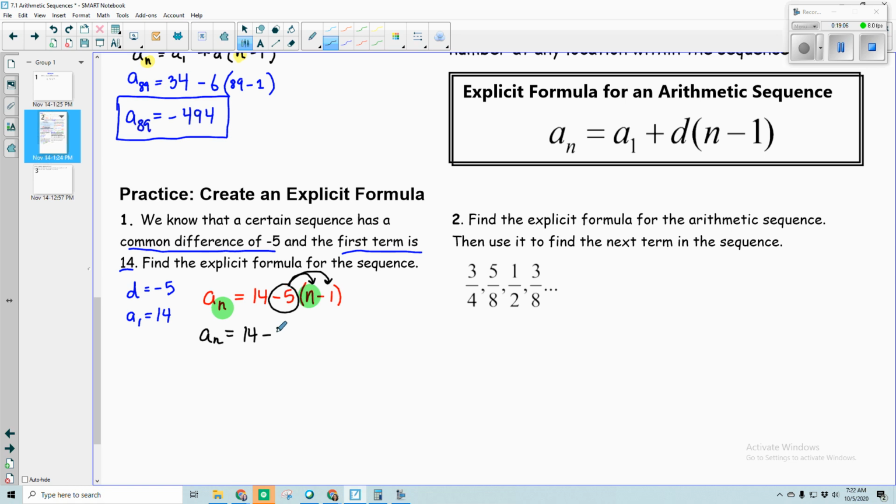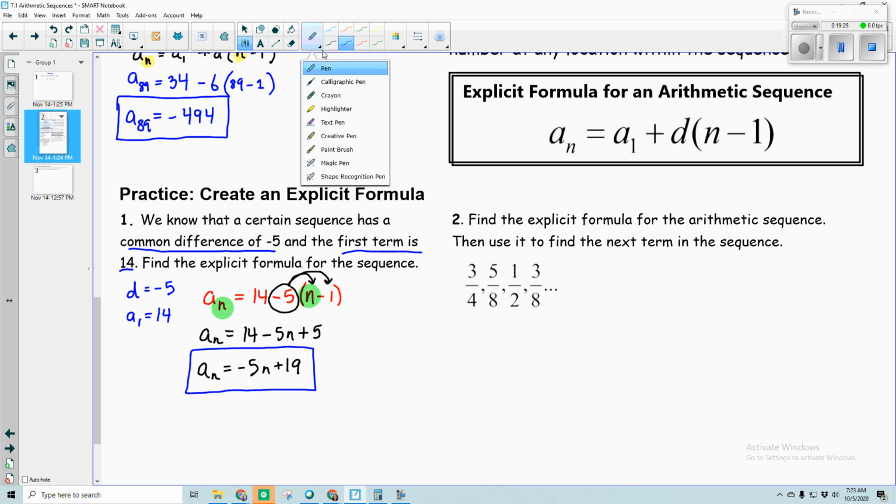All right, so we get -5n plus 5, and then now I can combine my like terms to get -5n plus 19. And that would be our explicit formula. If we wanted to find a term in this particular sequence, we just plug in some number for n.